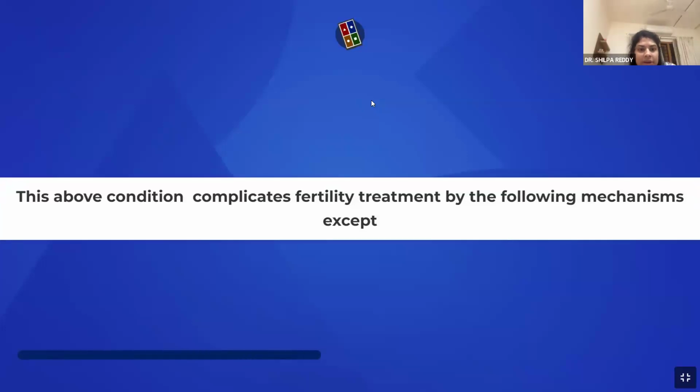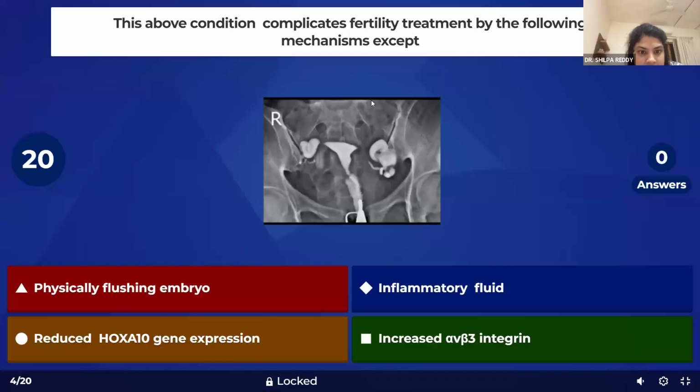The above condition complicates fertility treatment by the following mechanisms except. So that's a picture of an HSG. Is it physically flushing the embryo, inflammatory fluid, reduced HOXA gene expression, or increased integrin?